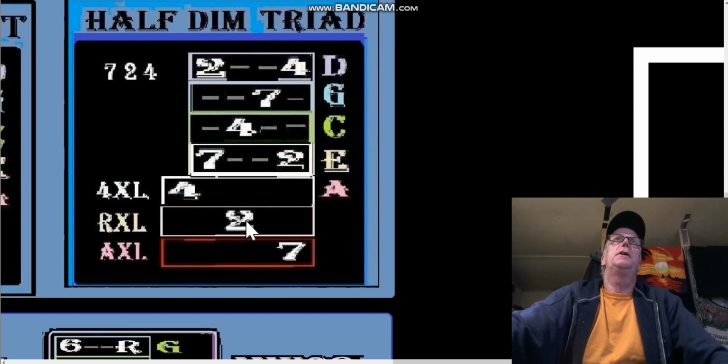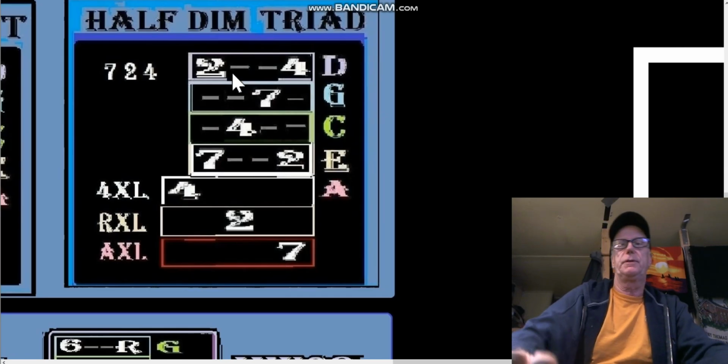Here's where these numbers fall in the long string shapes and the short string shapes.